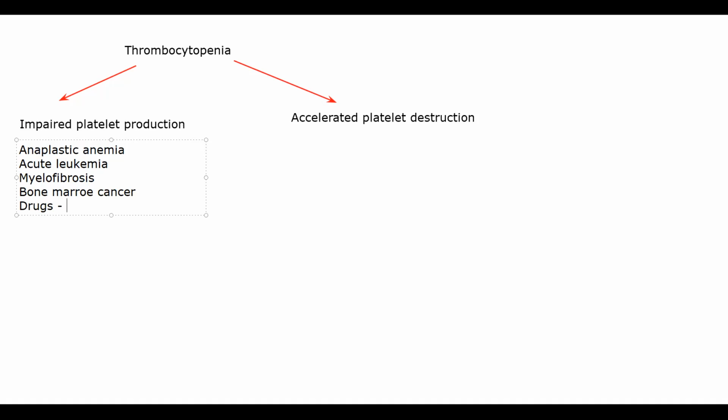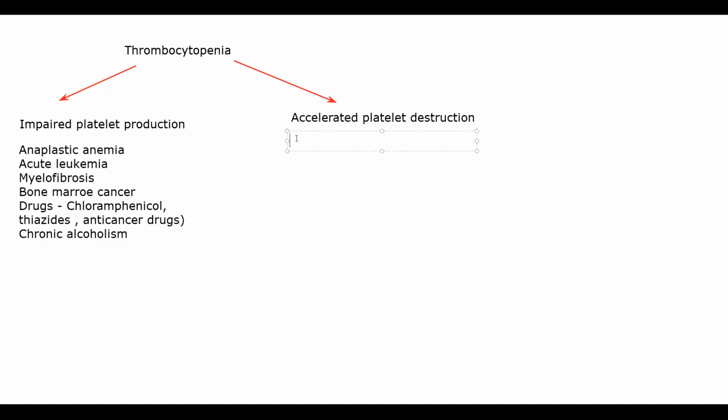Drugs that can cause impaired platelet production include chloramphenicol. We studied this during tetracyclines. Then thiazides, hydrochlorothiazide is one example, and anti-cancer drugs. All of these will impair platelet production. Also, chronic alcoholism. Now, this is one way through which you can have a decreased amount of platelets in your blood.